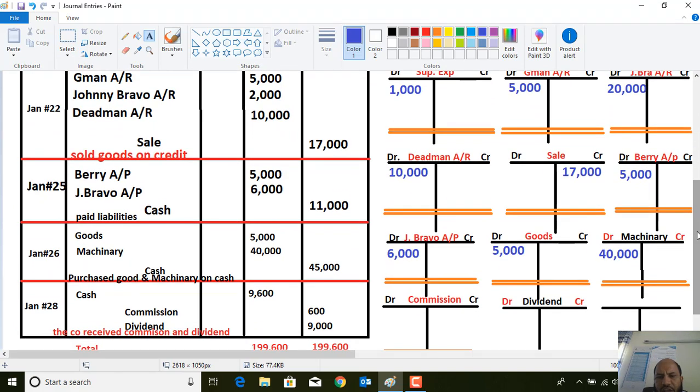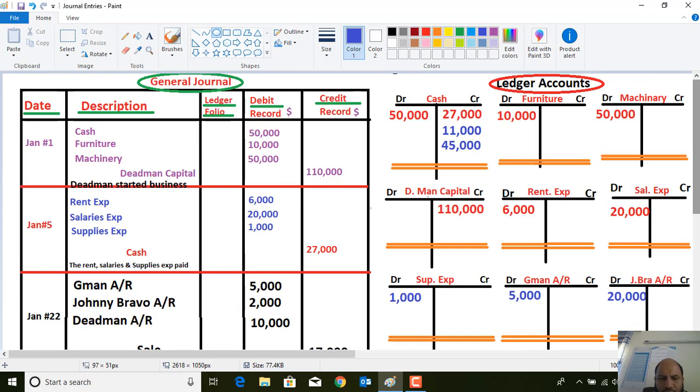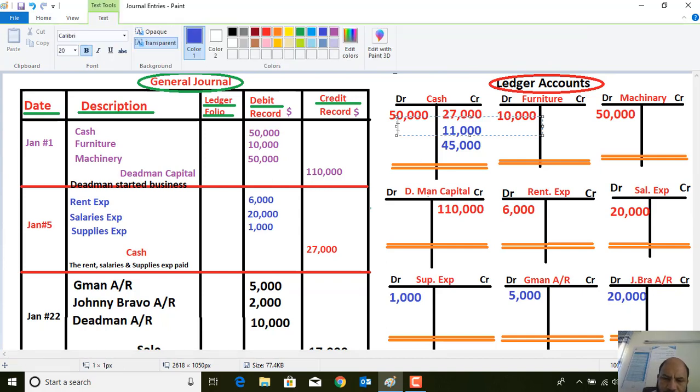And finally we have again the cash account, but now it is at the debit side, and it is 9,600. So let's record it over here at the debit side. This is the cash ledger, this is the debit side. We will record 9,600 over here at the cash ledger. So see, this is 9,600 at the cash ledger debit side.